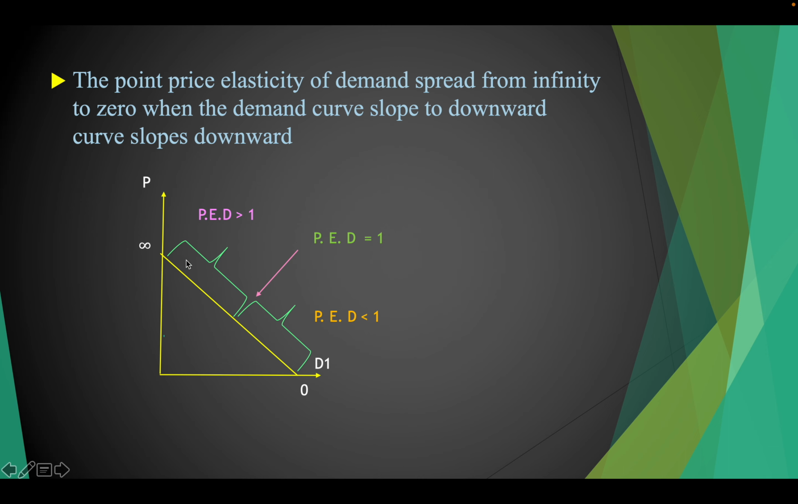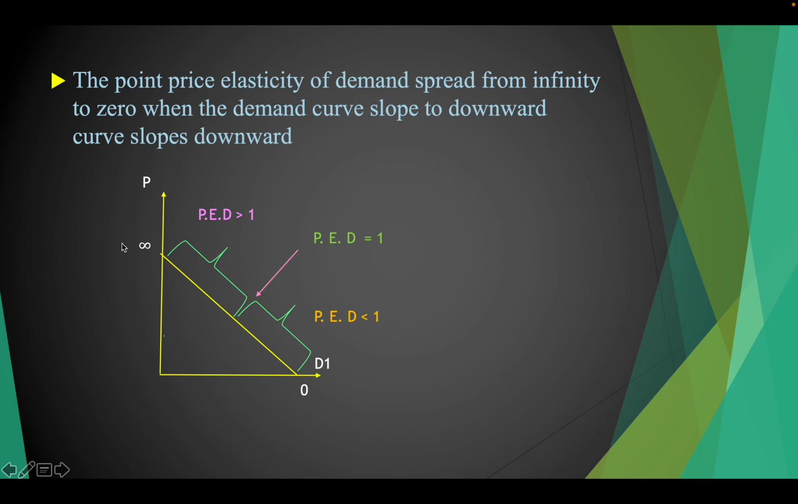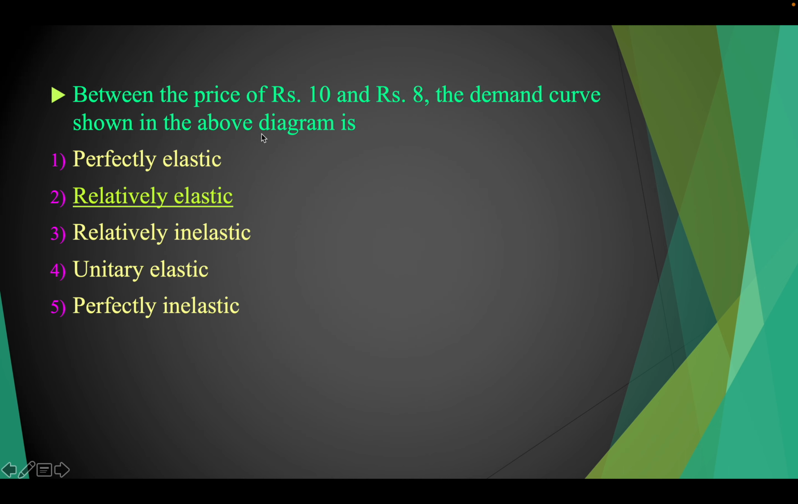So you can see in this diagram, this area equals this area. So here from infinity to 1, that means greater than 1, we can see elastic demand. So that's why we can see relatively elastic demand on this diagram, on the demand curve.